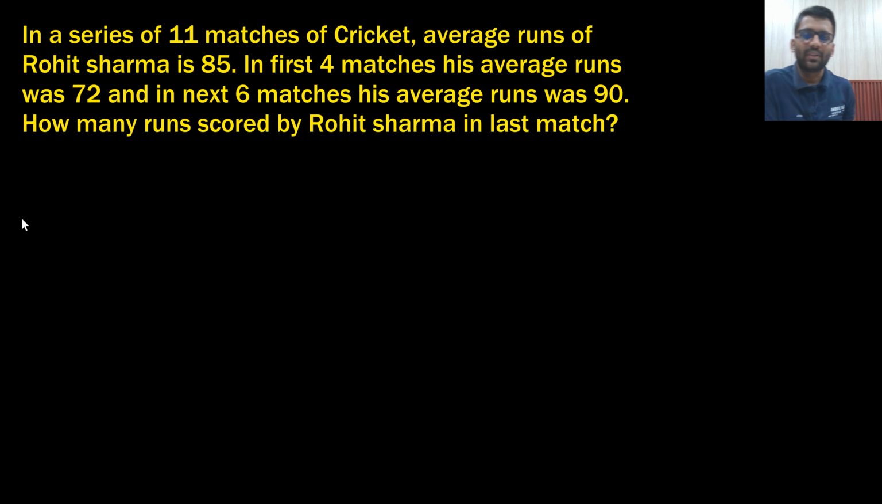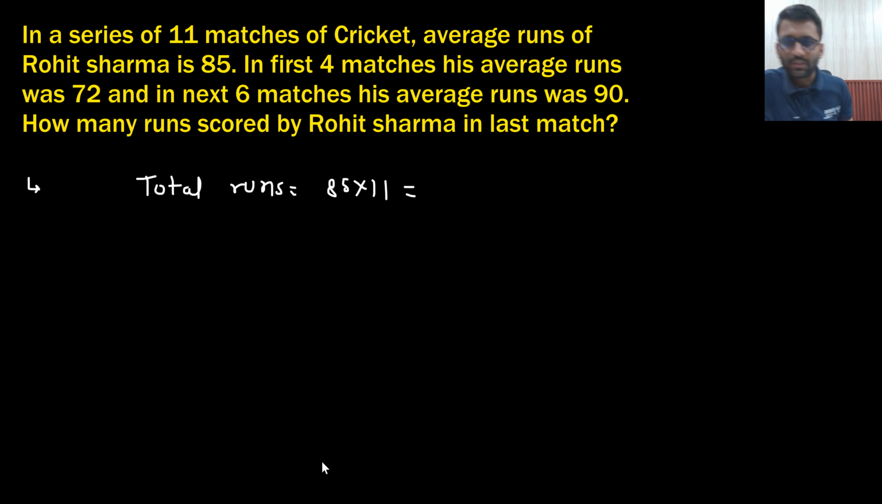In a series of 11 matches, the average runs of Rohit Sharma is 85. So in 11 matches he has scored with an average of 85. That means what are the total runs? Total runs are 85 into 11, right? Let's not solve this. Who knows, it may be used later on.